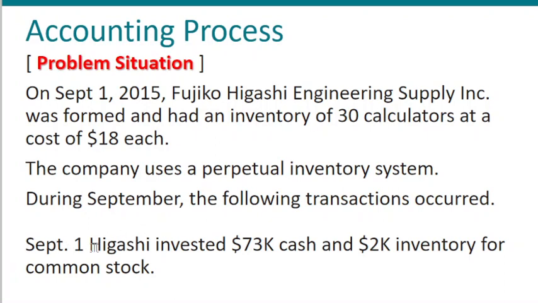September 1, Higashi invested $75,000 cash and, together with it, $2,000 inventory. So, not only cash, but there is a 2,000 inventory. Inventory meaning there are materials ready for sale, okay, as a common stock.